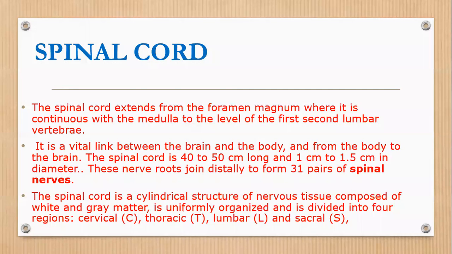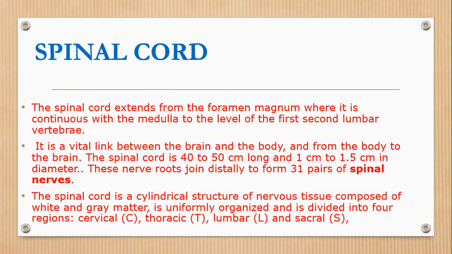The spinal cord is the most important structure between the body and the brain. The spinal cord extends from the foramen magnum, where it is continuous with the medulla, to the level of the first or second lumbar vertebra. It is a vital link between the brain and the body, and from the body to the brain. The spinal cord is 40 to 50 centimeters long, and 1 centimeter to emerge on each of its sides.